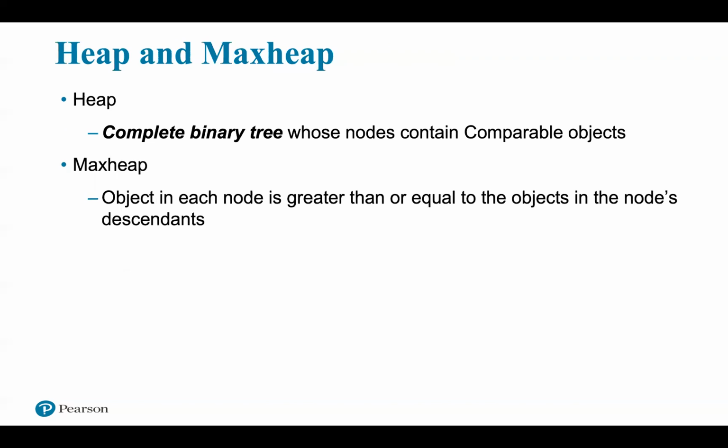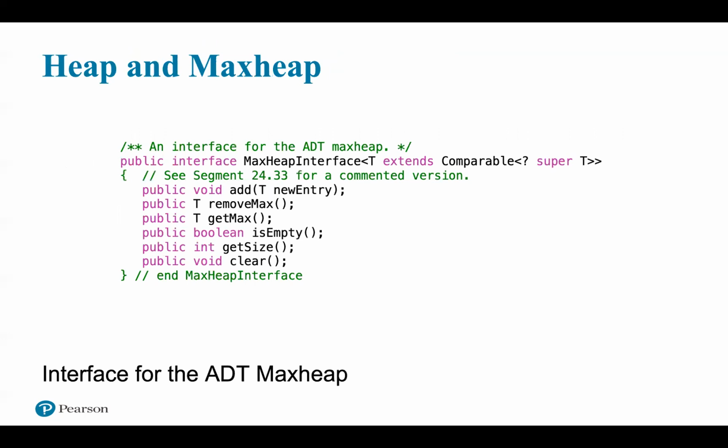So just as a reminder, a reprise of the ADT heap. A heap is a complete binary tree whose nodes contain comparable objects. In a max heap, the object in each node is greater than or equal to the objects in the node's descendants. Chapter 24 provided the following interface for the heap. So here we get a chance to see that.